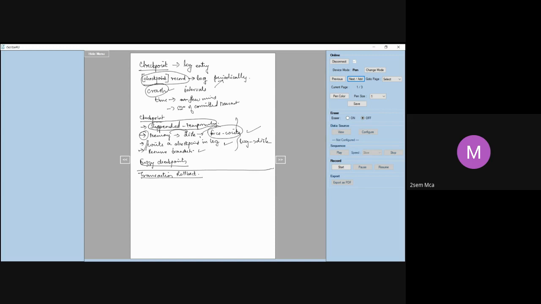Next, we see what is transaction rollback. It's again a very important concept. What is a transaction rollback? Any idea? Can anyone tell me what is a transaction rollback?